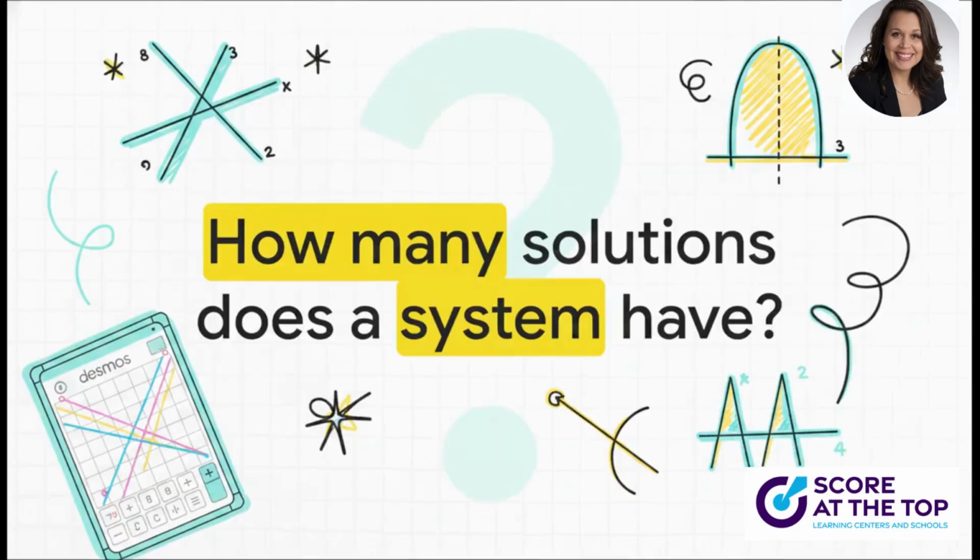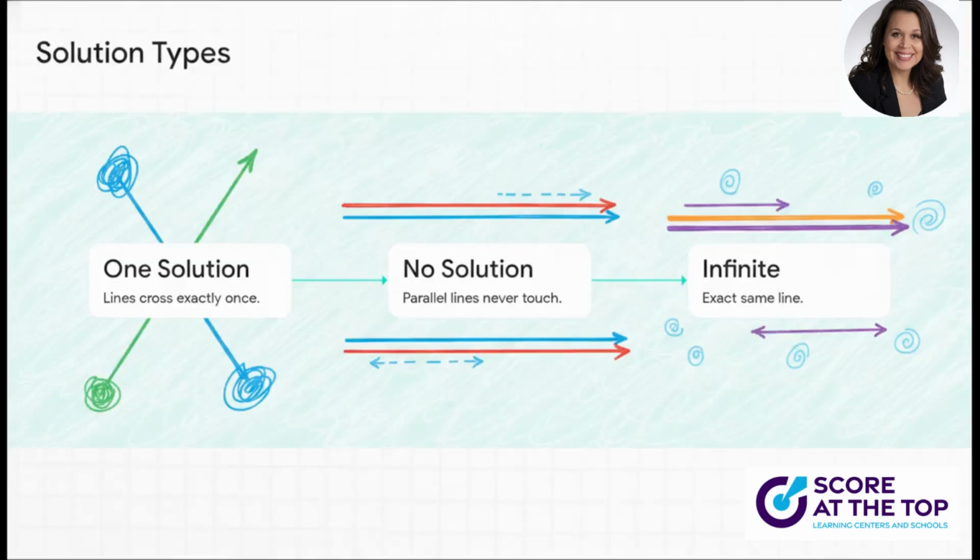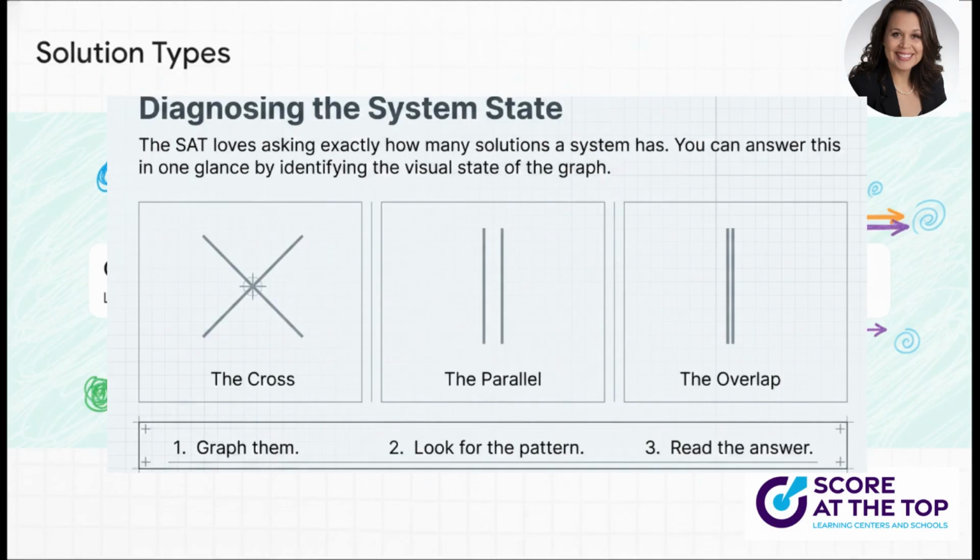Okay, so are you ready for one of the SAT's absolute favorite trick questions? They love to ask this. How many solutions does a given system have? Which brings us perfectly to our bonus section, the number of solutions: 1, none, or infinite. The great news here is you don't have to panic at all when you see this phrasing. There are really only 3 possible outcomes, and you don't need to memorize a bunch of algebraic rules to find them. Option 1 is one solution, which is just the normal case where lines cross exactly once.